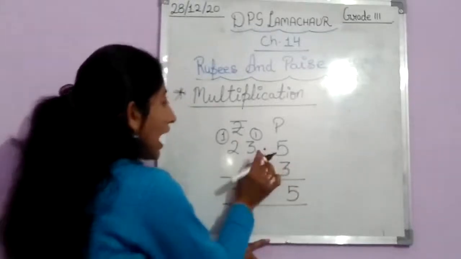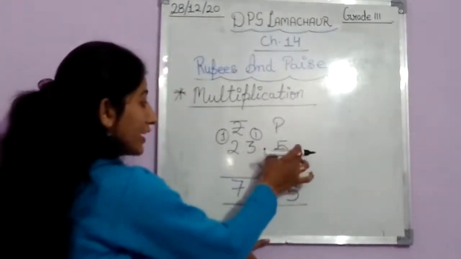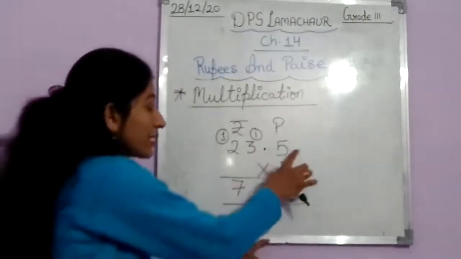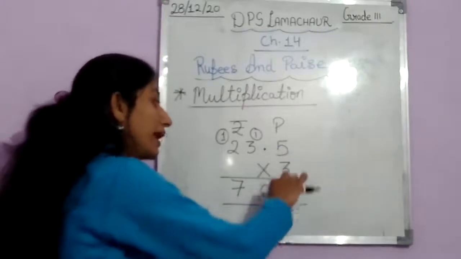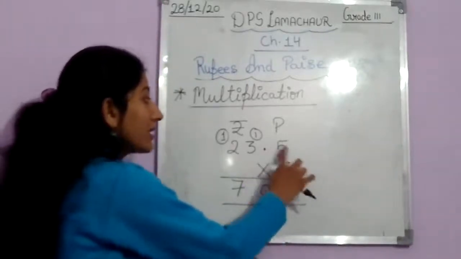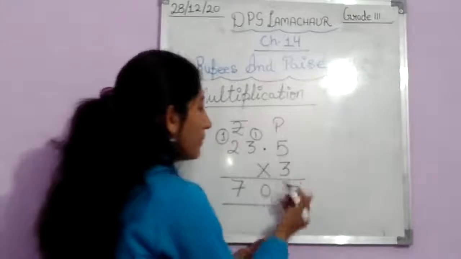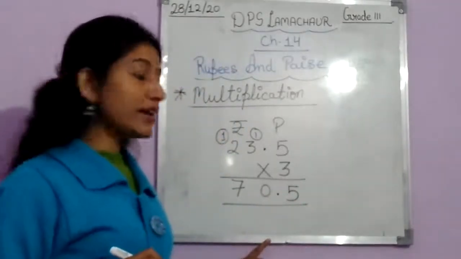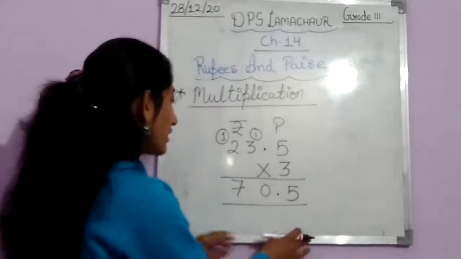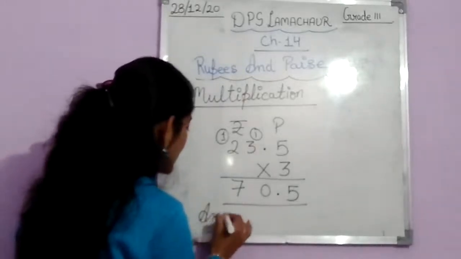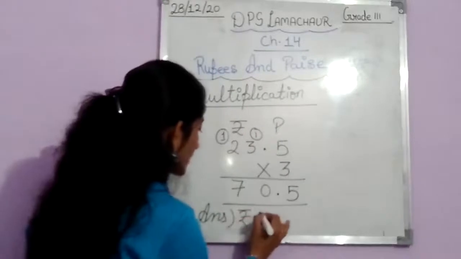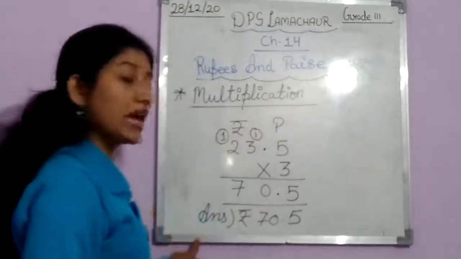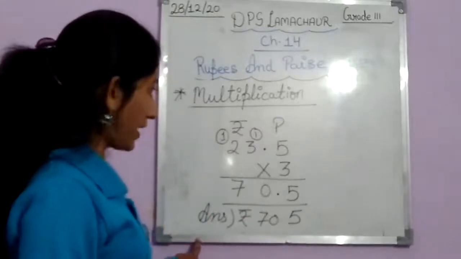Now see, after the decimal how many numbers are there? 1. So from here, after 1 number, we will put the decimal. We will see how many numbers are there after the decimal and put the decimal after that many numbers. Here there is 1 number after the decimal, so here we will put the decimal after 1 number, like this. And what are we getting? We are getting 70.5, which means 70 rupee and 5 paise.